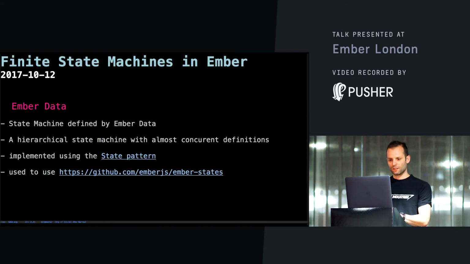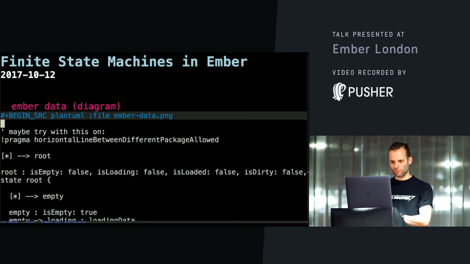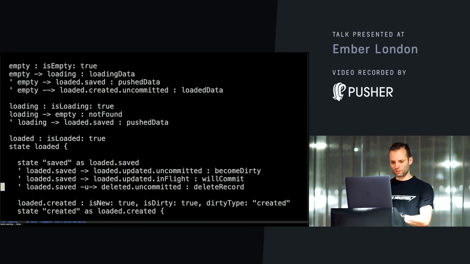So Ember data also has a state machine. However, that state machine is defined by Ember data itself. It's a hierarchical state machine with a couple almost concurrent definitions. It used to use a library called Ember States. This library is now not supported by Ember officially anymore. So basically the code was half copy and pasted and modified inside Ember data. So I dug around a little bit and I managed to come up with the following diagram. So this is the source code for the diagram.